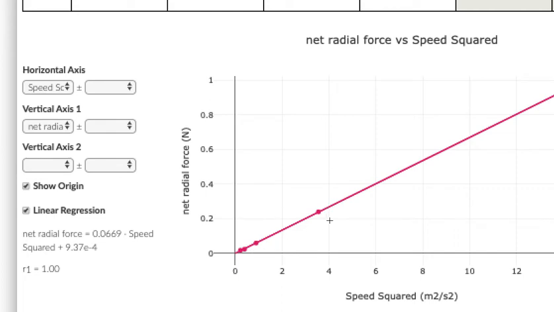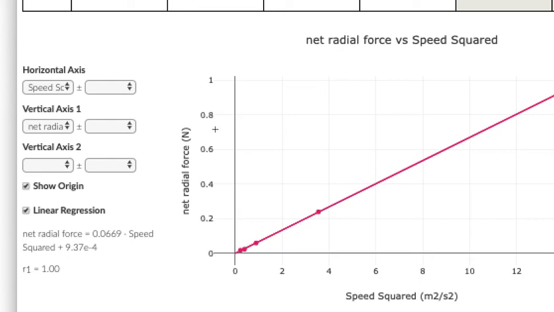But let's take another look at this graph over here. The graph has a positive constant slope. And all year long, when we found a slope that was constant, it went back and tied into something that was held constant in the experiment. Well, if we changed the speed and measured the radial net force, what things were held constant? If you came up with mass and radius, you're correct.